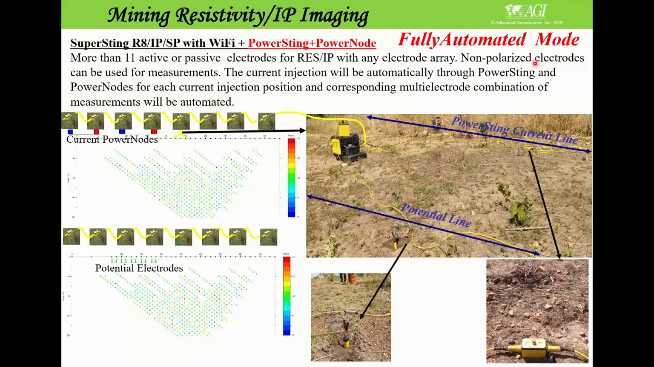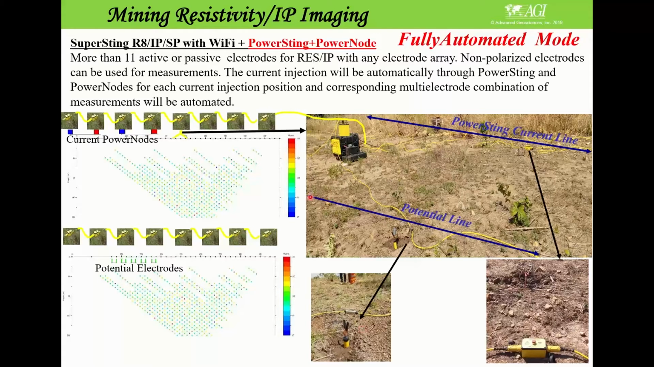Use an external transmitter with high power output, and use power nodes, which permit you to inject high power output current from the power sting. So you can inject the current directly from this external transmitter through the power nodes. Then the measurement can be done directly with your multi-electrode cables.